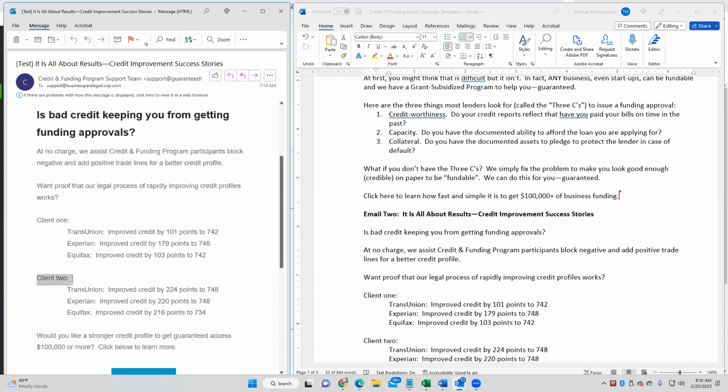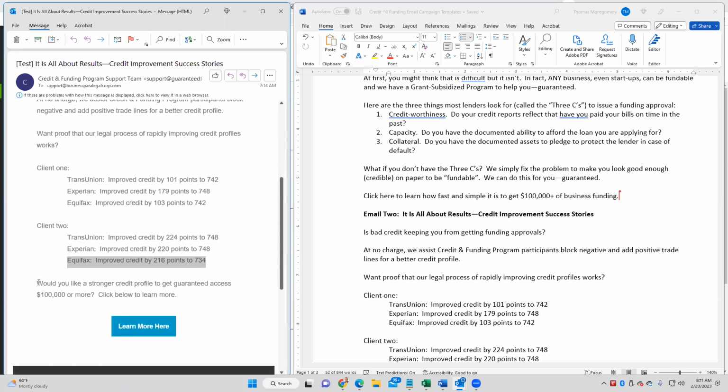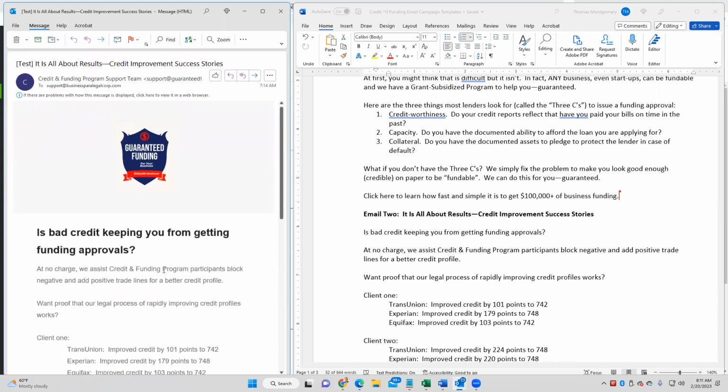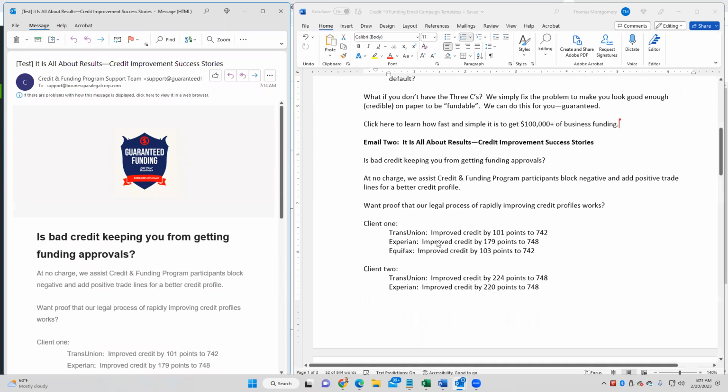And then this was actually our very first client that we took through the process a couple of years ago. They went up by 224 points on TransUnion, 220 on Experian, 216 on Equifax. So then the pitch here is, would you like a stronger credit profile to get guaranteed access to $100,000 or more? Click here to learn more. They click here and it takes them to the call to action. So that's email 2. If you have any questions about these, let me know.